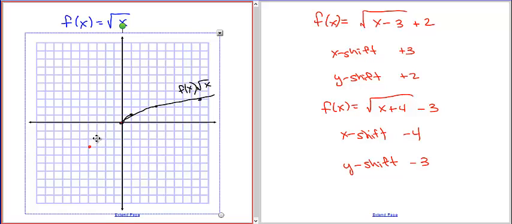So we go over 1, up 1, over 4, up 2, over 9, up 3. And the next one would be (16, 4), which would be still off of the screen. So we get something like that. So this function that I'm showing here is the square root of x plus 4, minus 3.